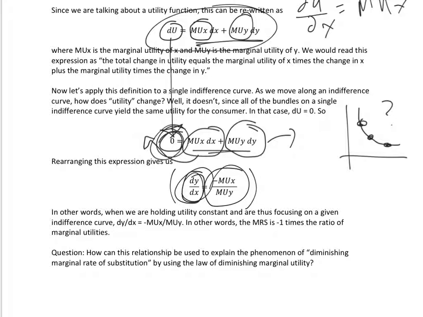And I want you to think about what that implies regarding diminishing marginal utility and diminishing marginal rate of substitution. In other words, if x and y are both characterized by diminishing marginal utility, how will that imply that the marginal rate of substitution changes as we add x and remove y from a bundle?